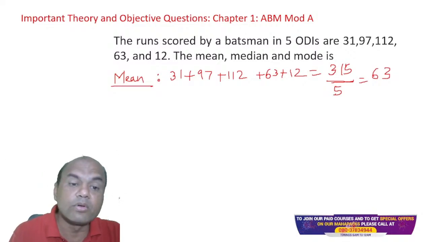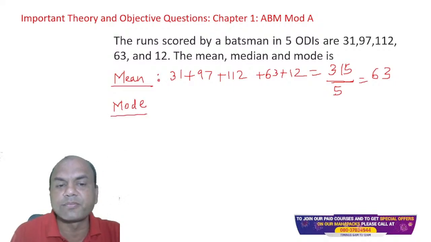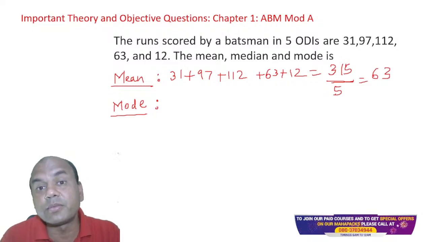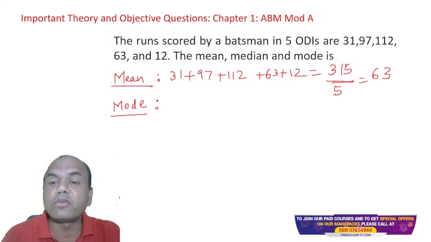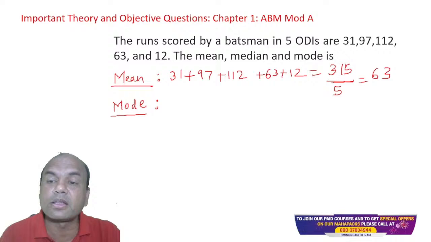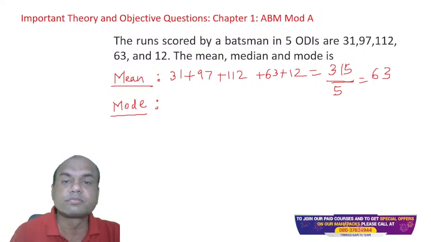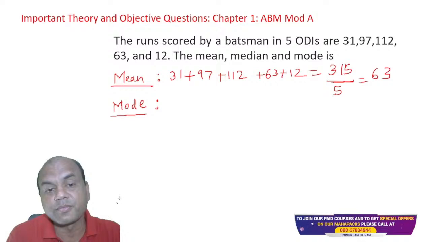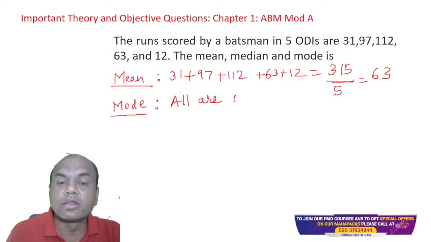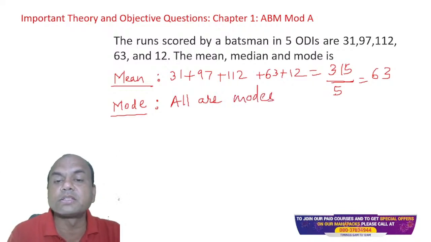Now mode. Mode means what? Which is coming the maximum number of times. Who is coming the maximum number of times? 31, 97, 112, 63 and 12. None of them is repeated. If any had been repeated, let's say 31 appeared 2 times, then that would have been the mode. But here none of them is repeated. So which is the mode then? All are modes. Whenever the numbers are not repeated, everyone is a mode.